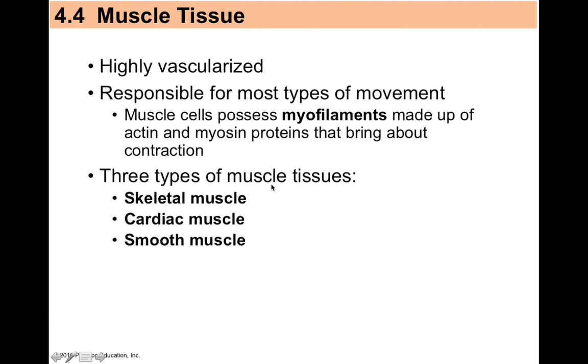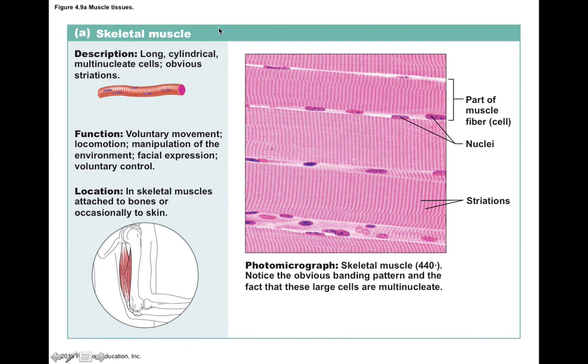Now, there are three types of muscle tissues. We have skeletal, cardiac, and smooth. And the first type we'll talk about is skeletal muscle. Skeletal muscle is visually identifiable because you have long, slender, tube-shaped cells here that are very striated. You can see all those striations here in the tissue. Also, skeletal muscle cells are highly nucleated. So you see that there's multiple nuclei all along the length of each cell.